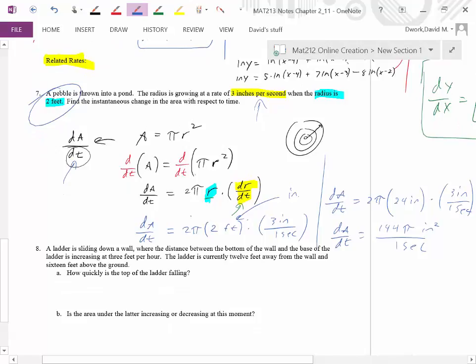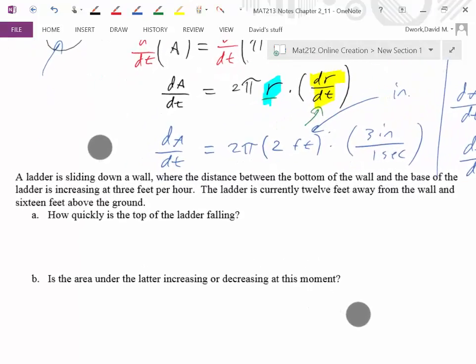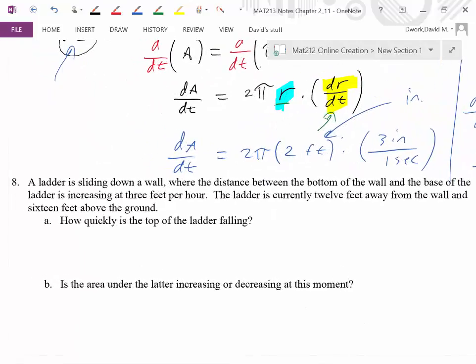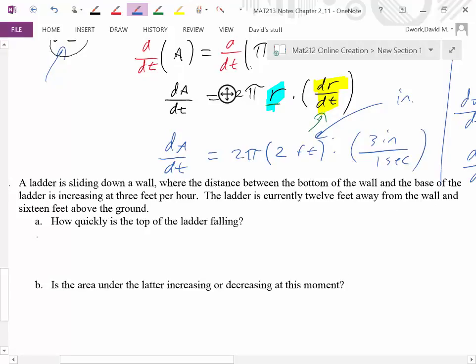All right, so for this next one, I tried to pick something that, again, is geometry, but not circles, because sometimes that freaks people out. So take a quick read, pause the video, make sense of it. Okay, so here we go. We're going to deal with a ladder sliding down a wall where the distance between the bottom of the wall and the base of the ladder is increasing at 3 feet per hour. The ladder is currently 12 feet away from the wall and 16 feet above the ground. Fantastic. How quickly is the top of the ladder falling?